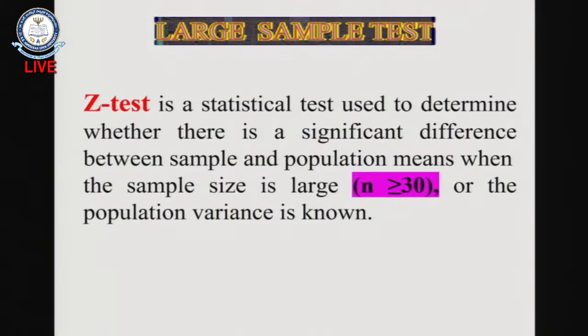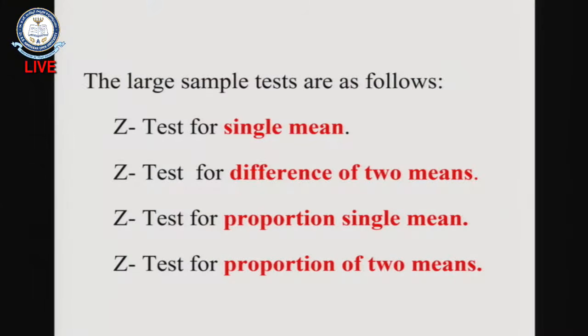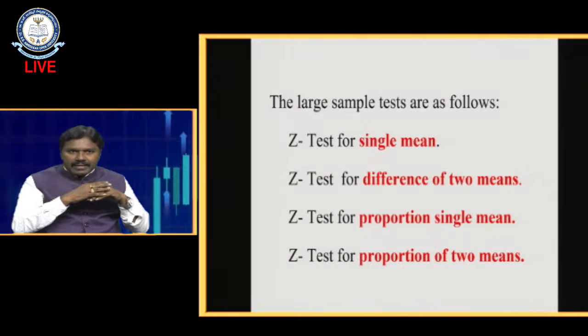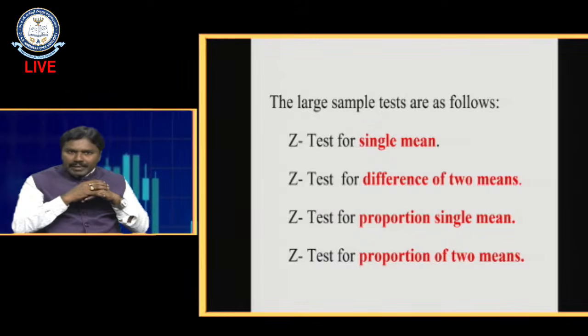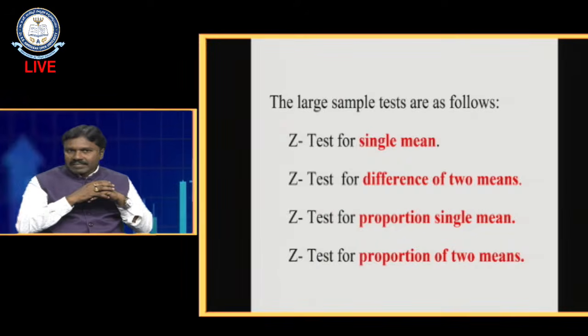The Z test is a statistical test used to determine whether there is a significant difference between sample and population means when the sample size is large or the population variance is known. Generally, the large sample tests are: Z test for single mean, Z test for difference of two means, Z test for proportion of single mean, Z test for proportion of two means, and Z test for difference of standard deviations.